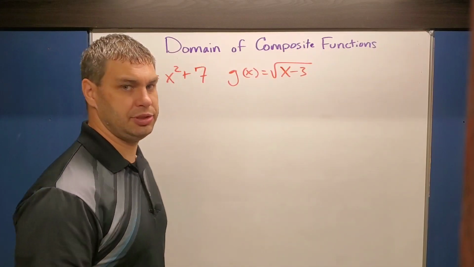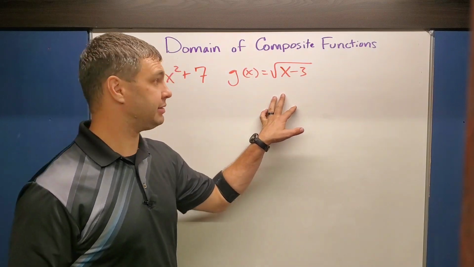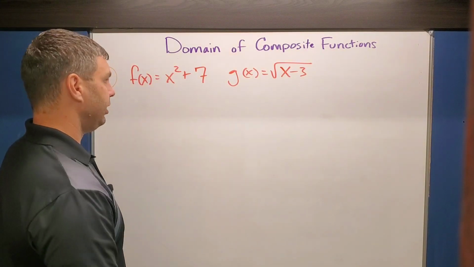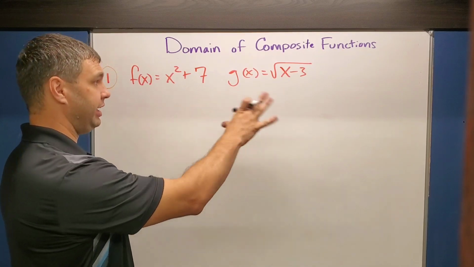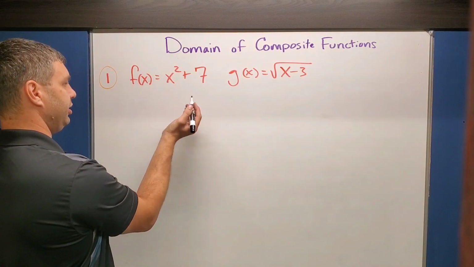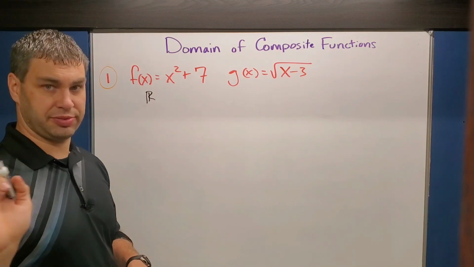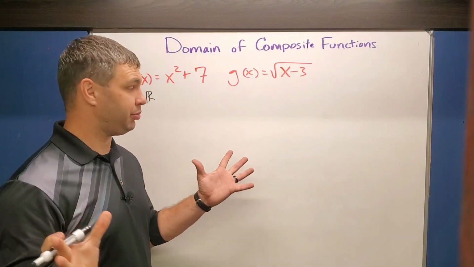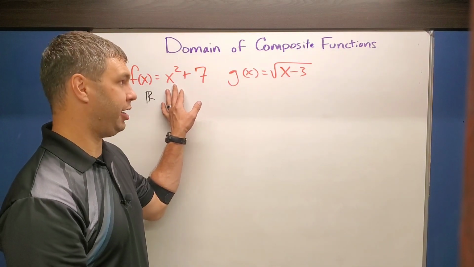In our first problem, we have two functions, f of x, which is x squared plus 7, and g of x, which is the square root of x minus 3. Remember, our first step was to find the domain of both f and g. F of x is going to be all real numbers, from negative infinity to positive infinity. Any number that I plug in there, if I square the x and add 7, is going to give me an okay output.